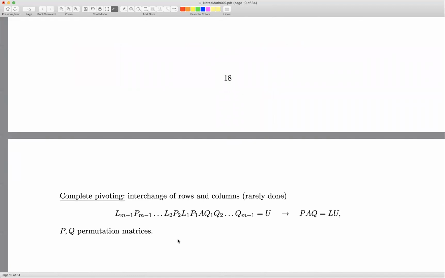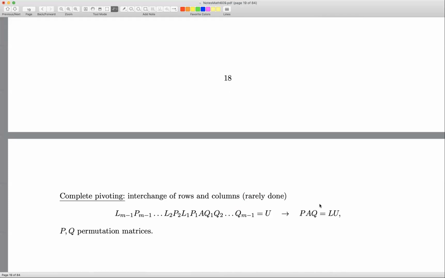Now, what we did here so far is called partial pivoting. We are just interchanging row K at step K with one of the rows below it. However, it is rarely done otherwise, because it is a lot of bookkeeping that needs to be performed. We can also interchange columns, not only rows, but rows and columns.